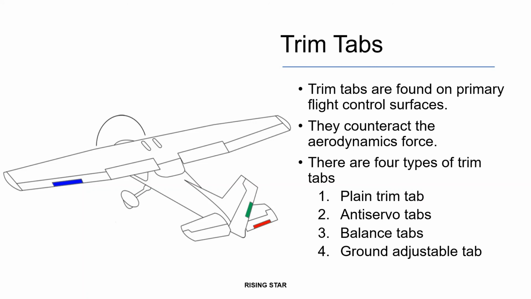And there are four types of trim tabs. First one is the plain trim tab, then we have anti-servo tabs, third one is the balance tab, and lastly we have ground adjustable tabs. A more detailed video will be provided soon on my channel.